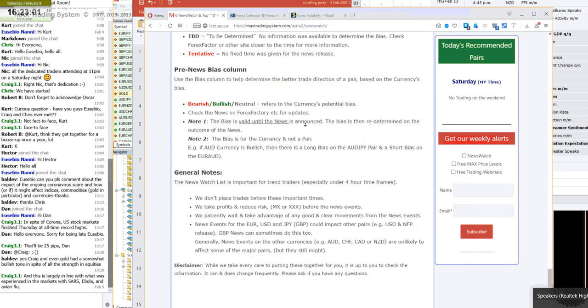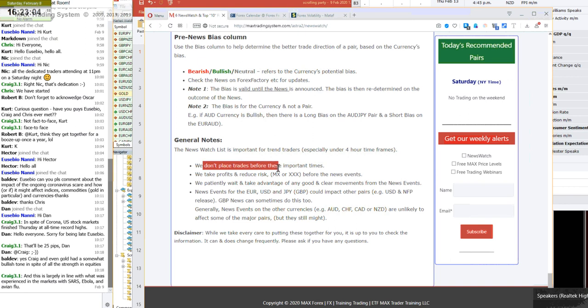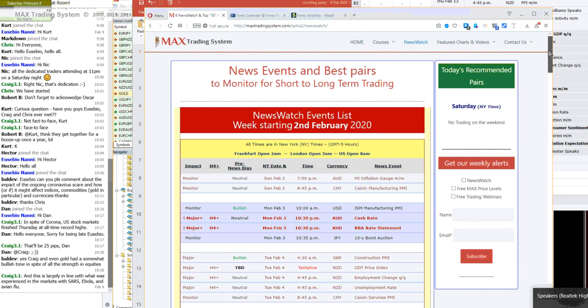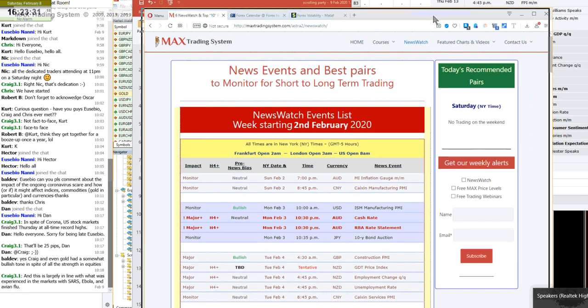And it's down here. We don't place trades before the times, and we take profits before the news events come out. So we're neutral when the news kicks in, and then we take advantage of anything that's coming out on it. Different pairs have different impacts around the place, so you can read that and figure that out for yourselves. We go into it in more detail on other scrolling parties and on the course itself, but that's the information for you, and it's on our regular NewsWatch page.